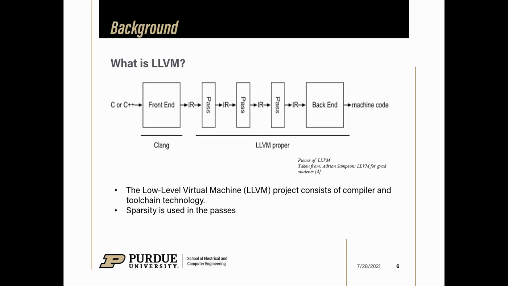Our particular version utilizes sparsity, which I'll explain momentarily. But what makes the passes unique to LLVM is that they're extremely modular and interchangeable, meaning that programmers can change the passes themselves or insert new ones as they see fit. This IR is then compiled through the backend to output machine code.